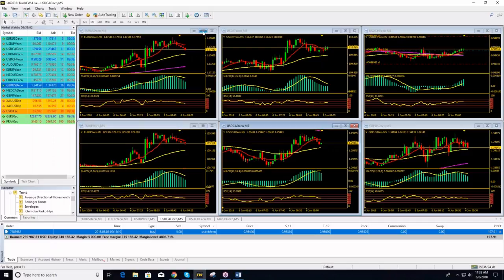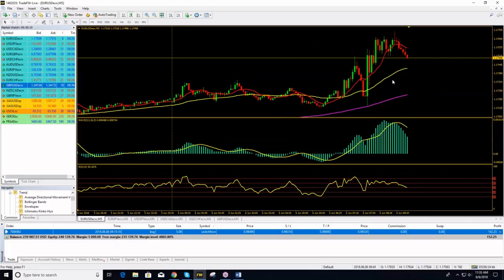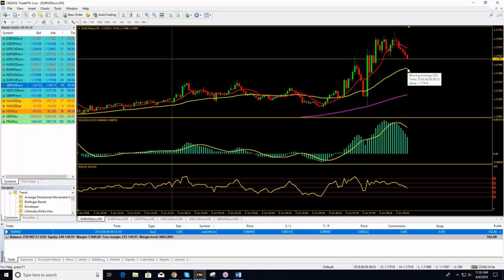Now, what exactly are we waiting for now for these three pairs? These three pairs have broken above their yesterday's highs, for example, euro dollar. And now what we are waiting for is a break below MA10 and MA50 and a bearish cross of MA10 and MA50.